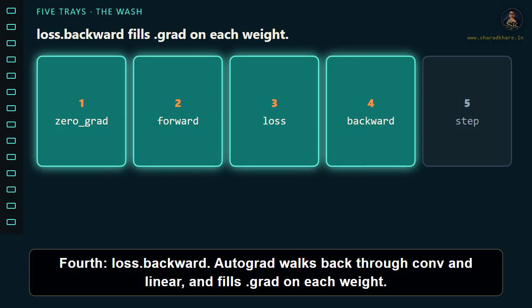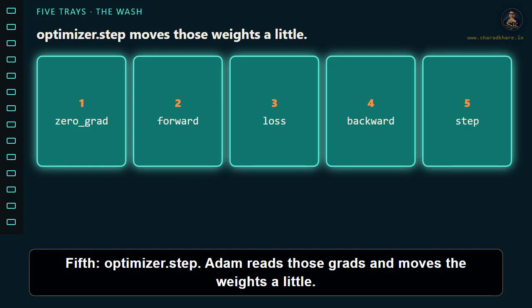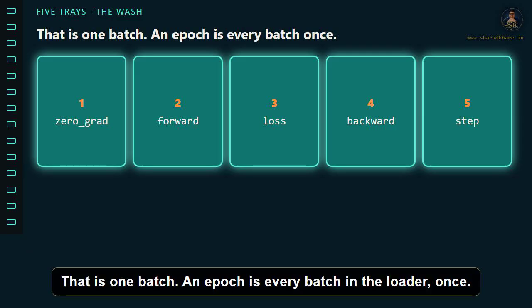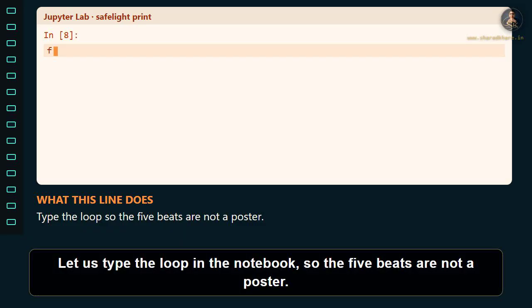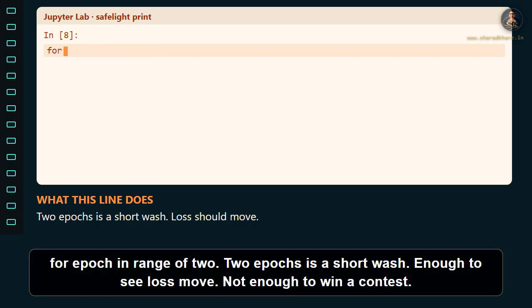Fourth, loss.backward. Autograd walks back through conv and linear and fills .grad on each weight. Fifth, optimizer.step. Adam reads those grads and moves the weights a little. That is one batch. An epoch is every batch in the loader once. Let us type the loop in the notebook, so the 5 beats are not a poster. For epoch in range of 2 epochs is a short wash. Enough to see loss move, not enough to win a contest.